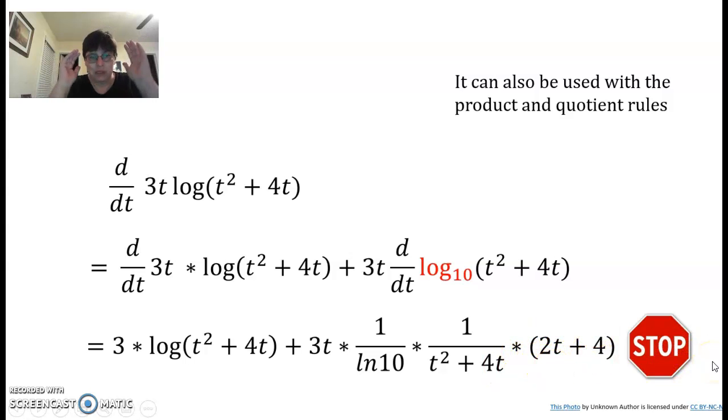You notice I put a big stop sign here. Don't take any more derivatives. You took the derivative. You are done. So, there you go. A derivative of log functions.